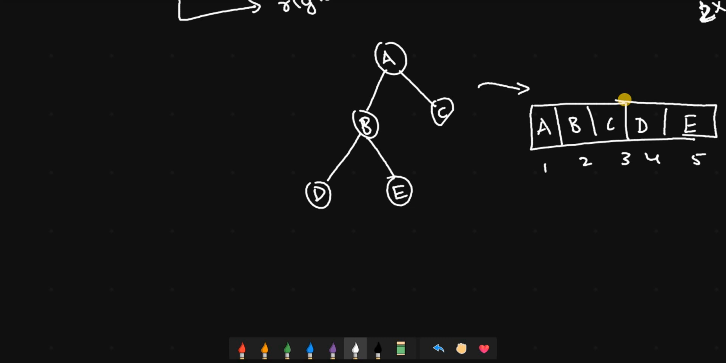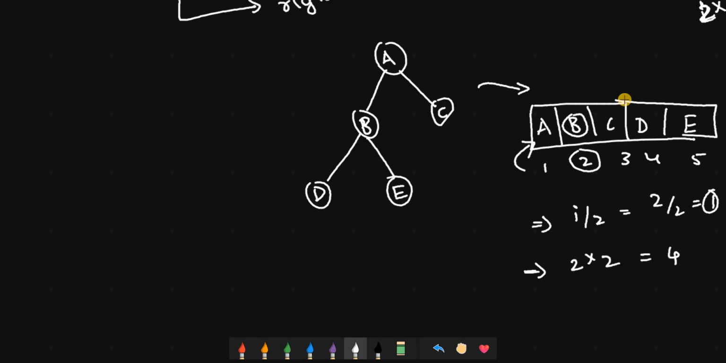Now you can understand. What is the parent of B? The formula is I by 2: 2 by 2 is 1. The first index is the parent element, so A is the parent of B. What is the left child of B? 2 into 2, that is 4. So D is the left child of B. And what is the right child of B? 2 into 2 plus 1, that is 5. So E is the right child of B.